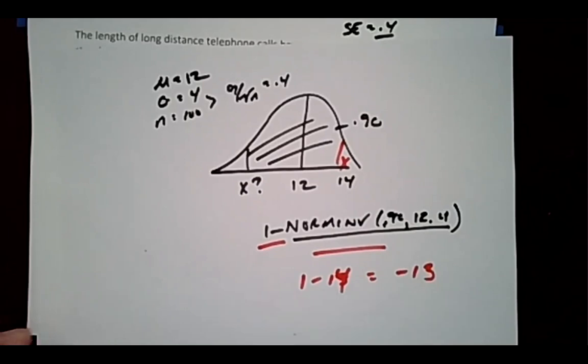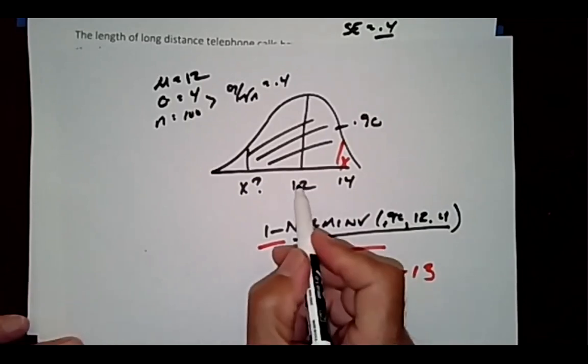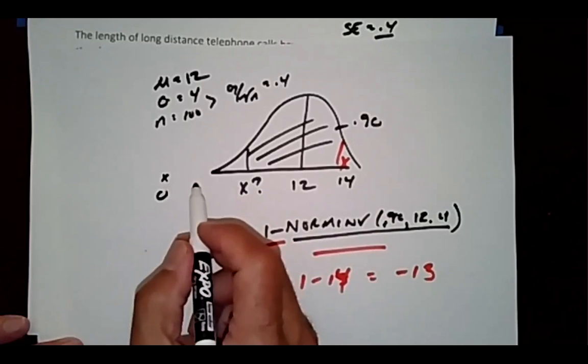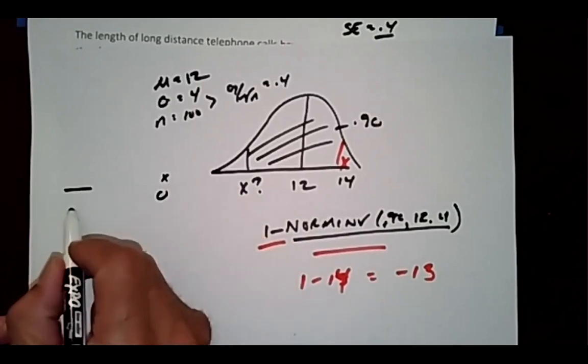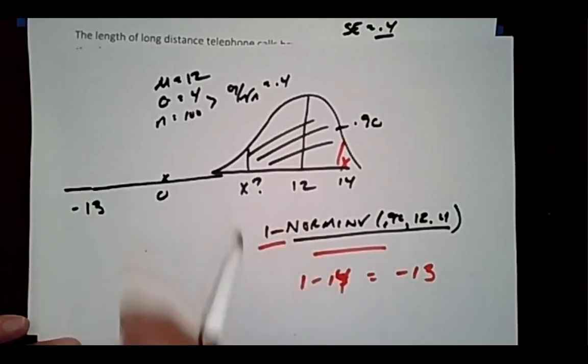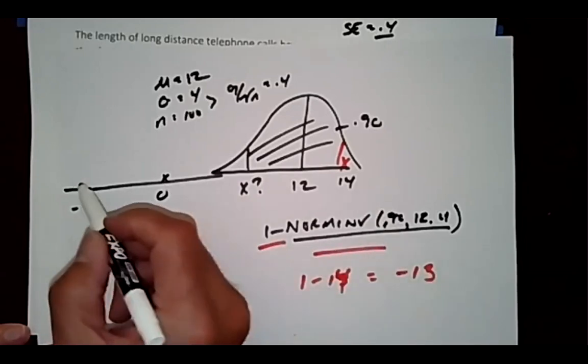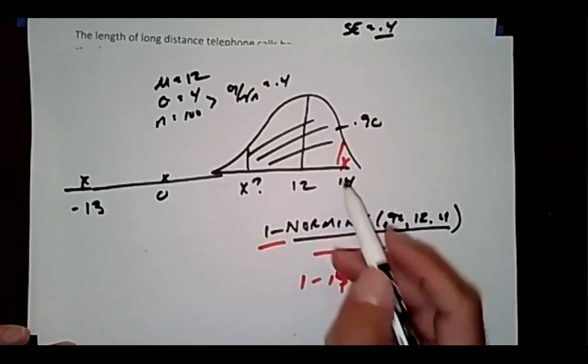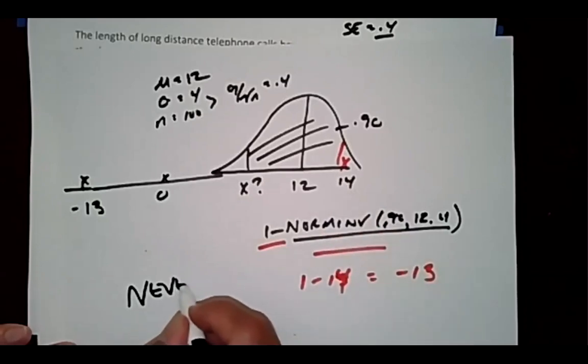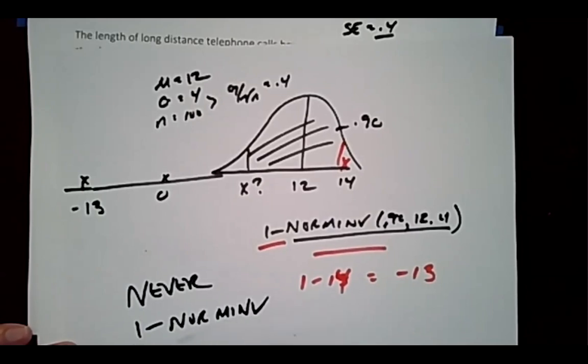Negative 13. If this is 12, zero's over here, negative 13 is all the way over here. You're not even in the same country. So 1 minus norm INV would give you a value over here. It's not even on the same chart. Never 1 minus norm INV. If you ever see that as an option on a multiple choice question, never choose that one.